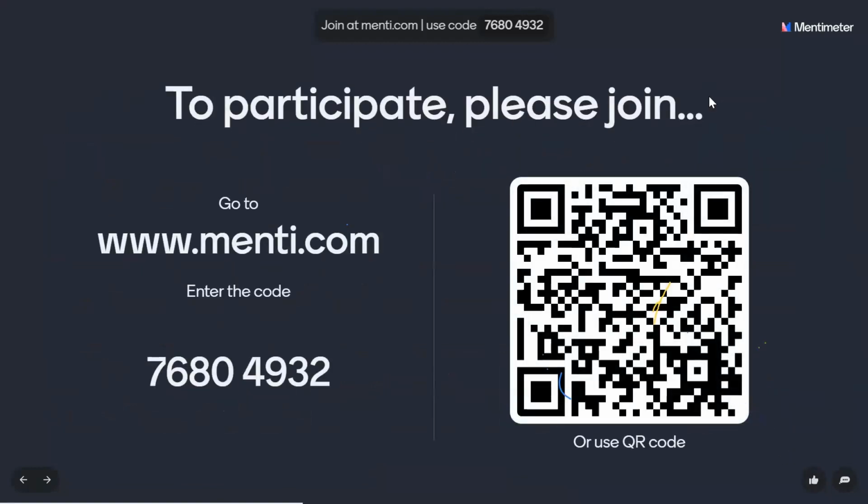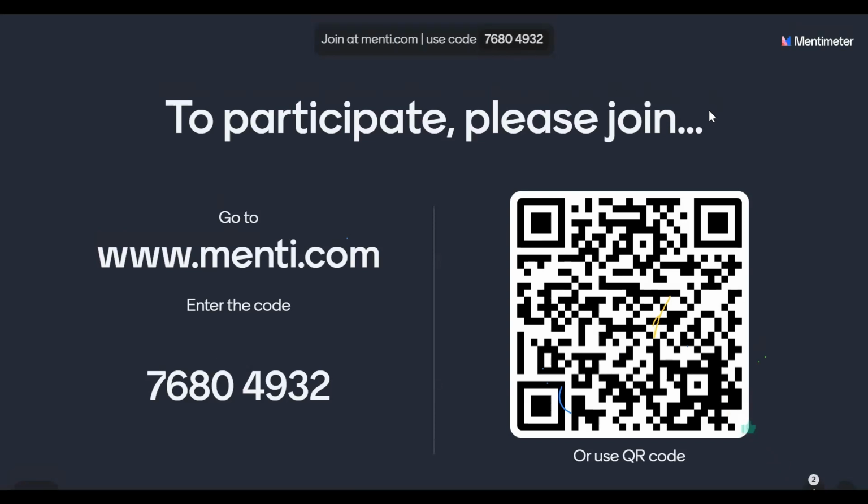So again, if you're just joining, the ways that you can participate in this competition are to go to menti.com and enter the code 76804932 or scan the QR code that you see on the screen. I'm just going to give you about 10 seconds here for anybody who's scrambling to grab their phones or entering. And if we're all good, let the games begin.